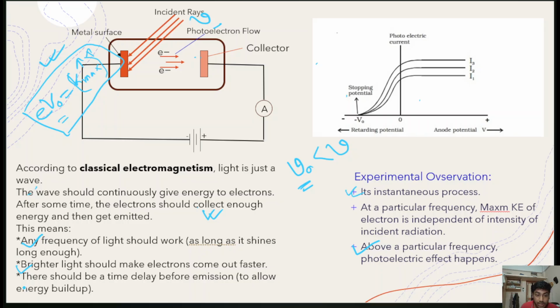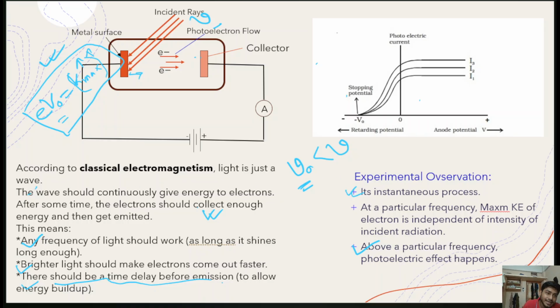Okay. Another one is, there should be a time delay before emission, because the wave will come and give the energy, and when the electron gets that energy so that it can be ejected from the metal surface, then it will be ejected. So there should be a time delay, but there is no time delay, so it's an instantaneous process. So here classical theory fails to explain the photoelectric effect.